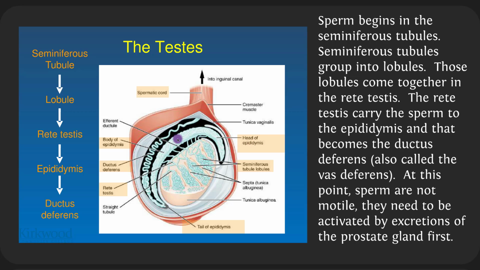Here's the head of the epididymis, and you can follow the pathway up to the body of the epididymis, and then the epididymis will carry up through the spermatic cord, up where sperm will basically be stored. At this point, sperm are not motile. They need to be activated by excretions of the prostate gland first.